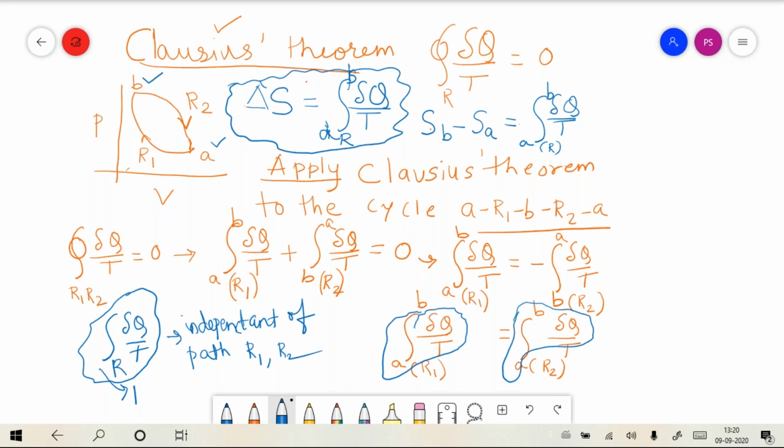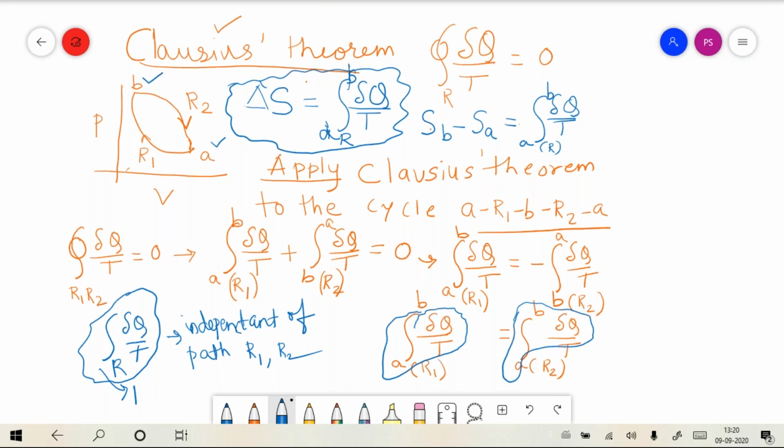Now what we did is we chose one reversible cycle, and I represented that reversible cycle on a pressure-volume diagram. I have taken only two processes for simplicity; you can take any number of processes. The cycle I chose is A R1 B R2 A, and I represented this cycle on a pressure-volume diagram.